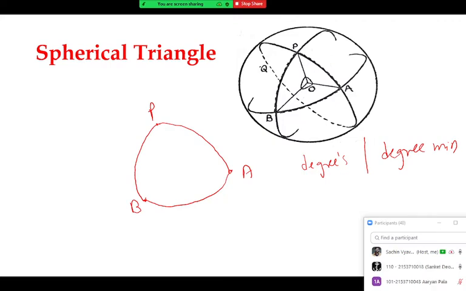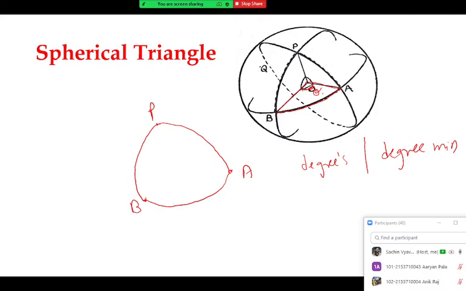What is the length? Angle AOB. Very good, that's the correct answer. So whenever we want this length AB, it is nothing but this angle AOB, this theta. AB is like theta 1, then theta 2, theta 3. So the angle made by the arc AB with the center of the sphere is the length AB.